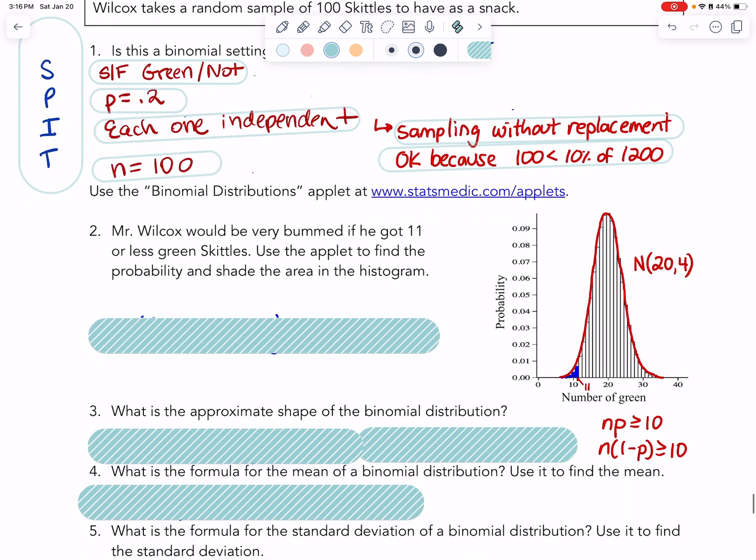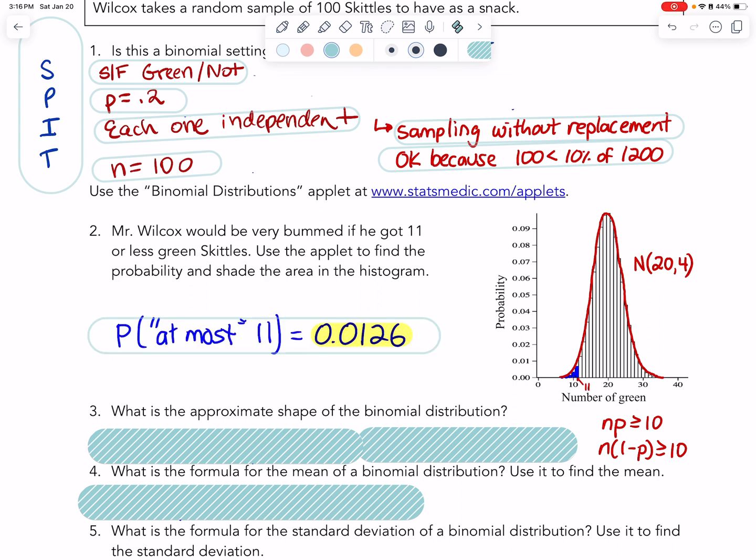The binomial distribution applet that I showed you on the previous one is the same thing. You go to StatsMedic, go to applets, binomial distribution, and this is what it draws for you. Then if I ask what's the probability of at most getting 11, it will solve it for you, or you can put it in your calculator. Let me remind you how to do it on your calculator.